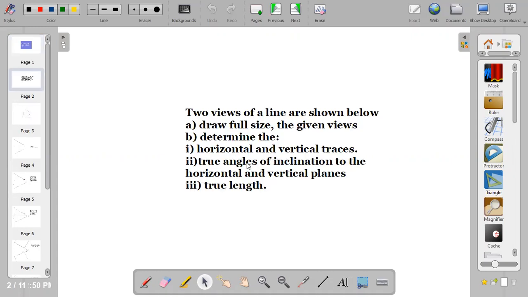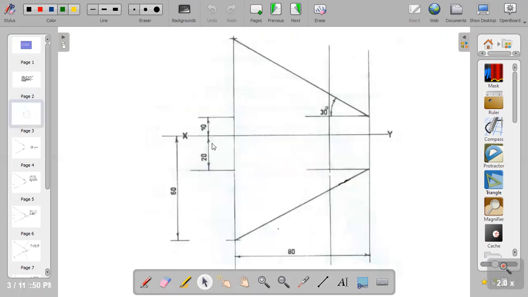So question 4 says, two views of a line are shown below. Draw full size the given views. That is 4A, and 4B is to determine the horizontal and vertical traces. Determine the true angles of inclination to the horizontal and vertical planes. Then question B3 says, determine the true length. So this is the question.